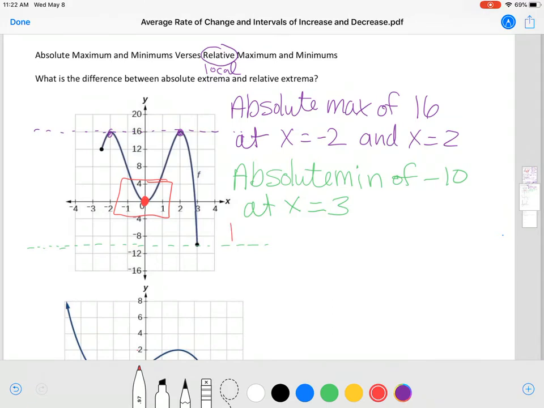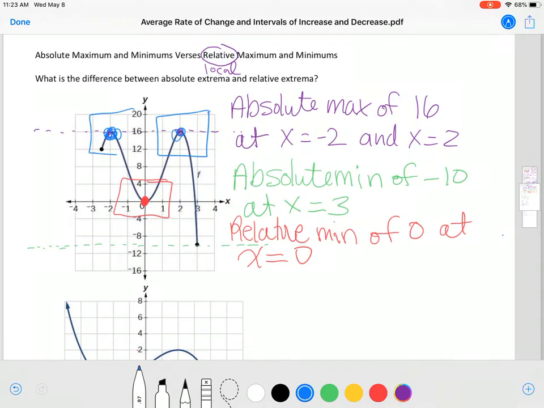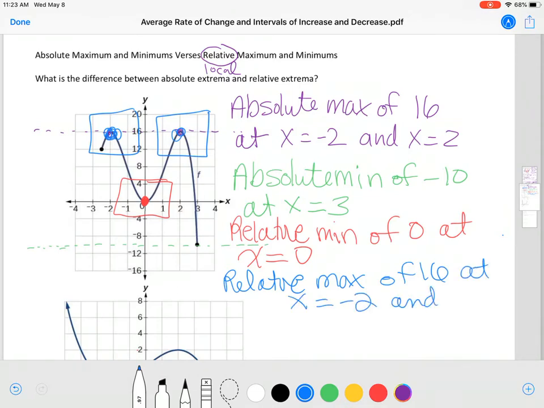So I would say I have a relative minimum of 0 at x equals 0. Okay, now the relative maximums are going to occur at the tops of the hills. So if you look, the top of my hills here and here, in this area of the graph, those are the highest points. So I would say I would have a relative max of 16 at x equals -2 and x equals +2. Now, as you can see, sometimes the absolute values and the relative values can overlap and they can be the same thing, but that doesn't always happen.